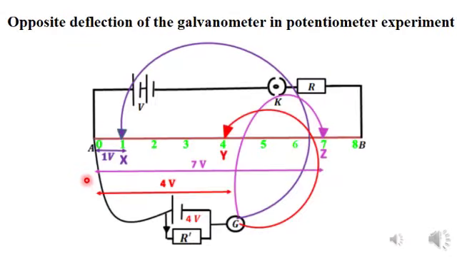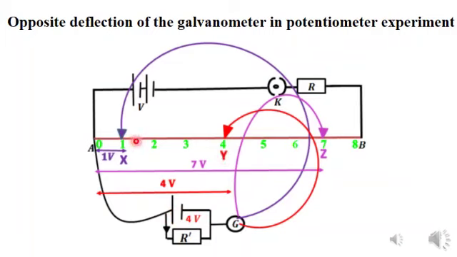Now we can discuss the opposite deflections of the galvanometer in a potentiometer experiment. This is the potentiometer wire. This is its primary circuit, and this is its secondary circuit. Since in the secondary circuit the cell is in closed circuit, we can measure the potential difference of the cell, and here it is 4 volt. We know that the jockey can move over the potentiometer wire.